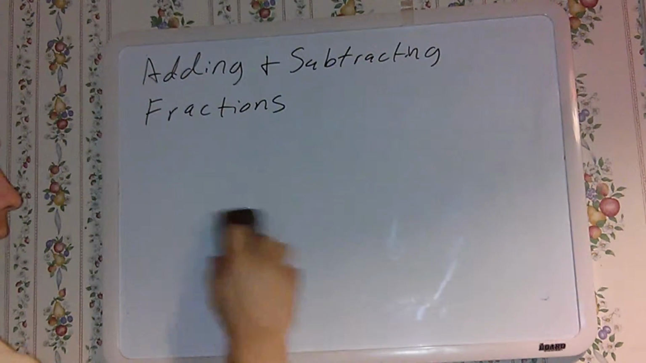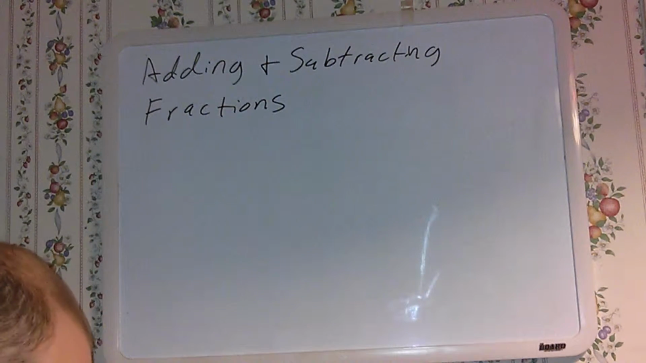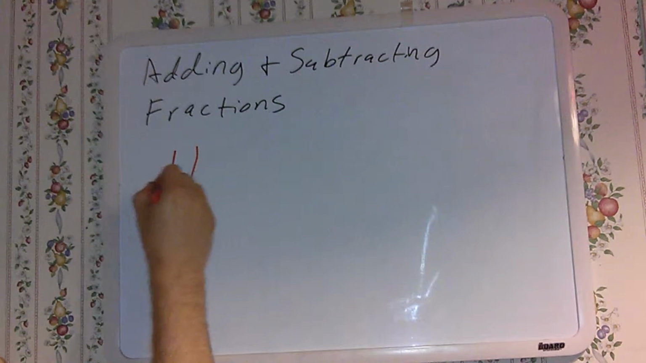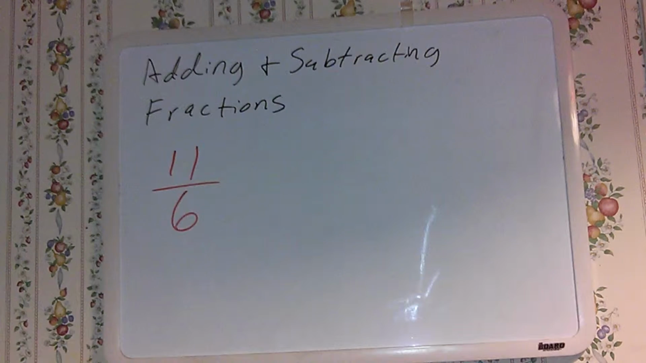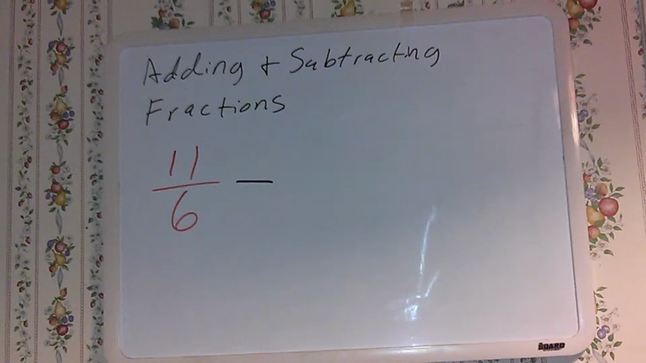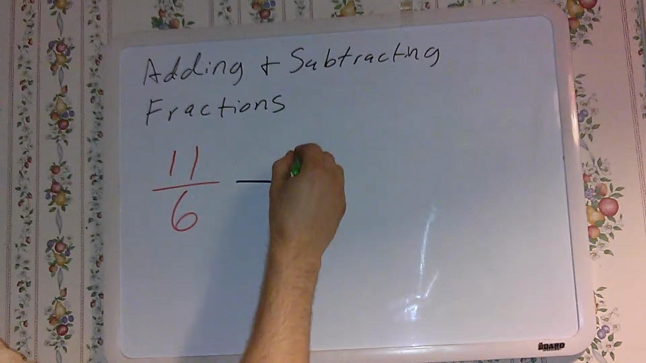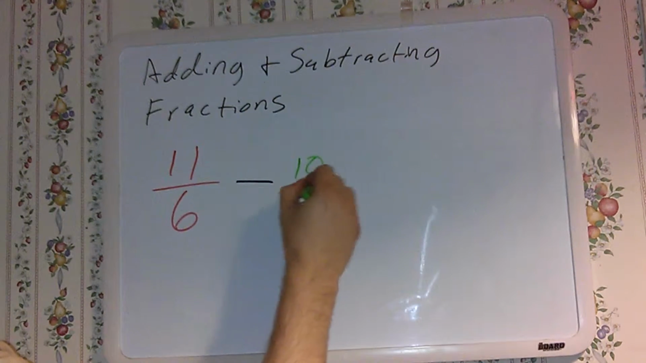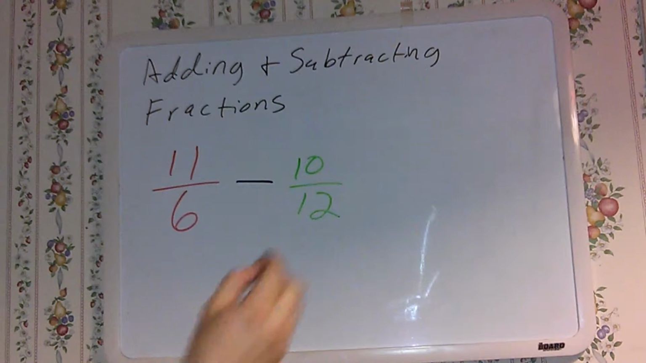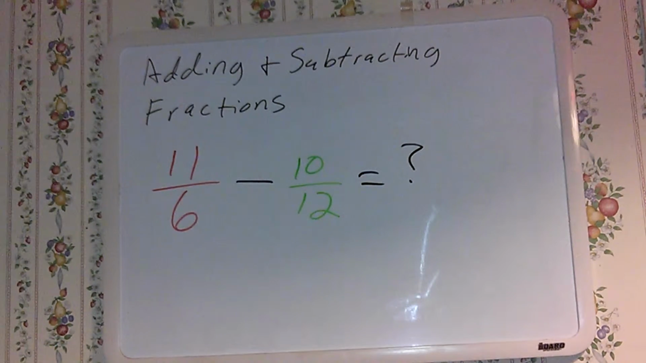So, how about subtracting fractions? Same basic concept. Let's make it 11/6. We're going to subtract 10/12. Again, these numbers are set up intentionally to be easy and to be factors of one another. But again, the same rule applies. These numbers have to be the same.